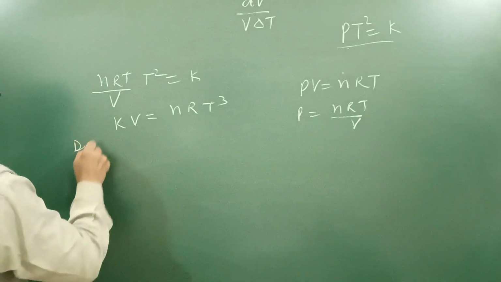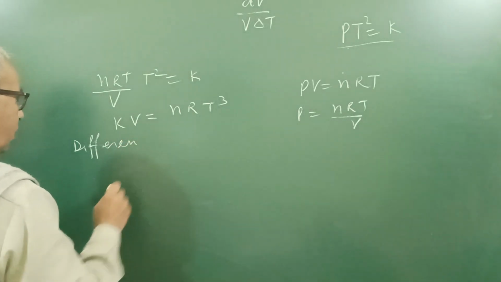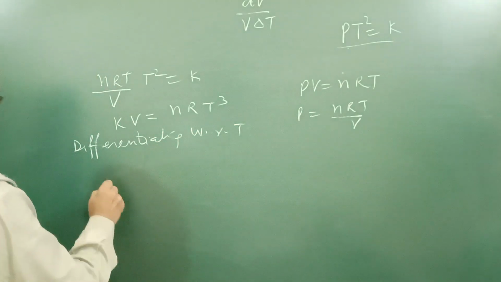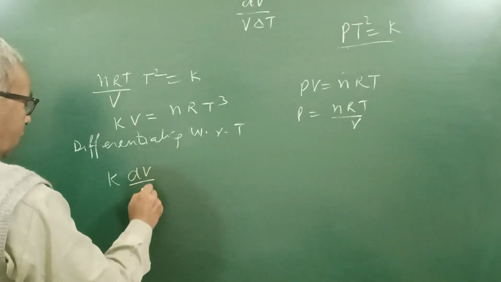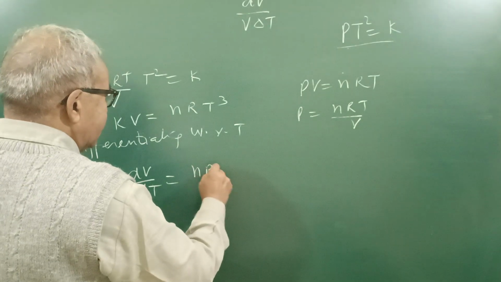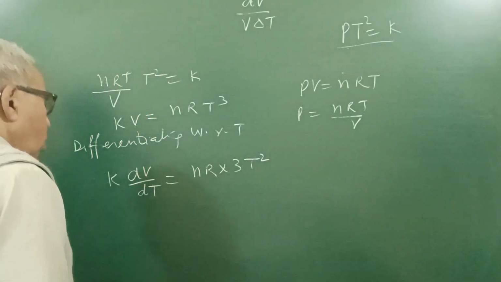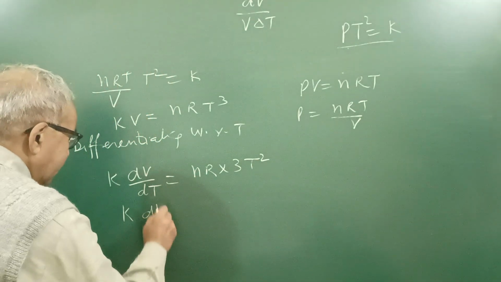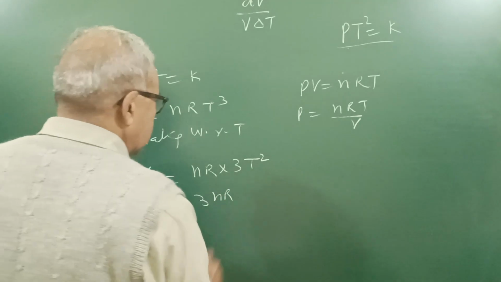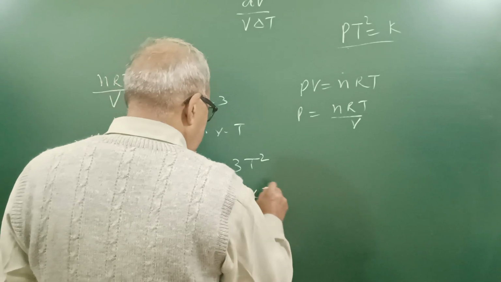So differentiating with respect to capital T, K into dV over dT is equal to nR into 3T square, and K dV is equal to 3nR into T into T.